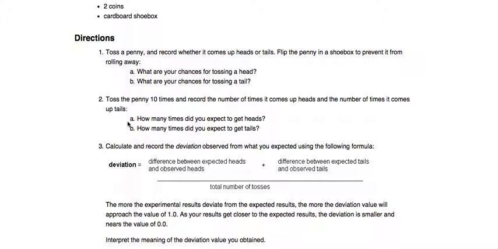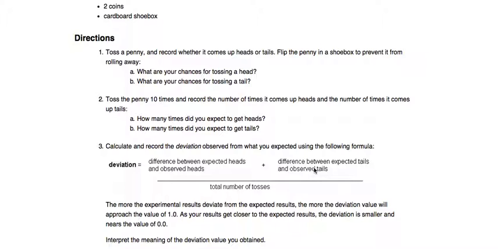For example, if up here in part 2 you recorded that you expected to get heads 5 times, but in reality you only got heads 4 times, you would figure out the difference between that, and you would add that to the difference that you got between the number of tails that you threw.